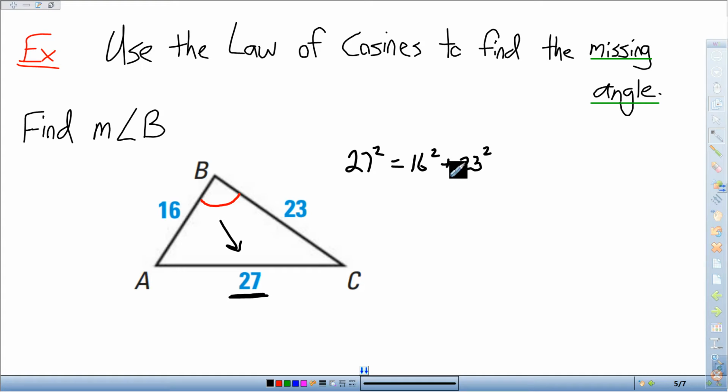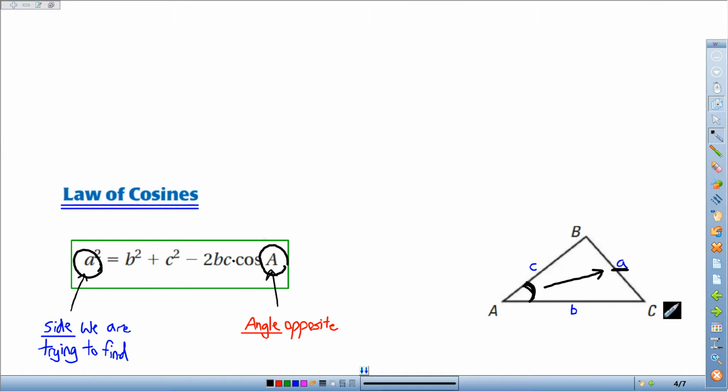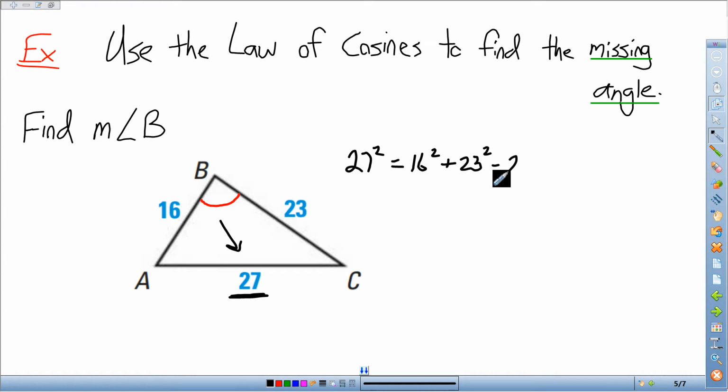Okay, and just by the way, don't get this mixed up with the Pythagorean theorem where we're putting things in certain spots and it's very specific and C is always this certain thing. It's not the Pythagorean theorem. Okay, so anyway, minus 2 times BC. Okay, B was 16, C is 23, times cosine of the angle we're looking for, which is B. Let's just call it B since that's the name of the angle.